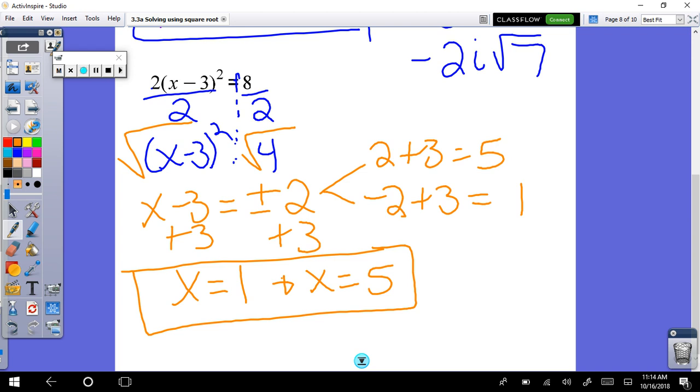So remember, when you get a real number square root, you have to break it down into each part and do the addition or subtraction separately.